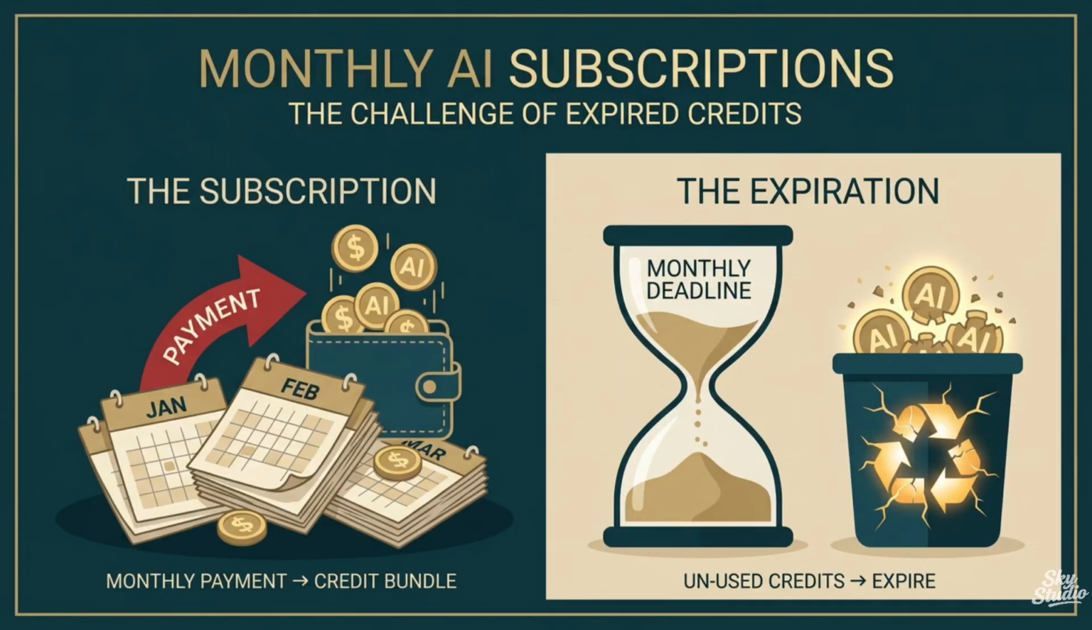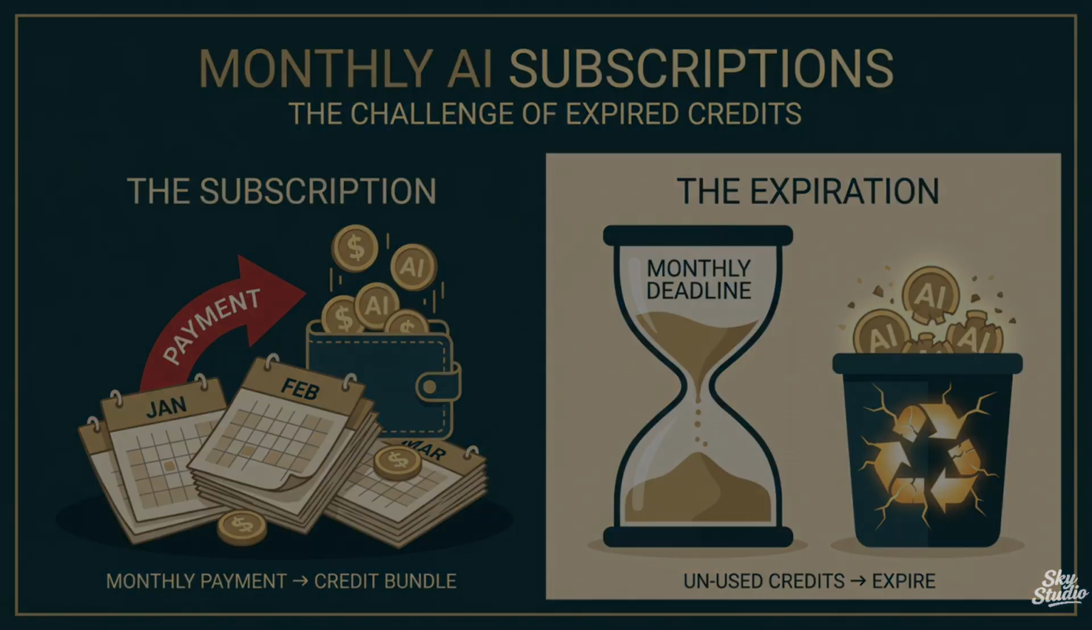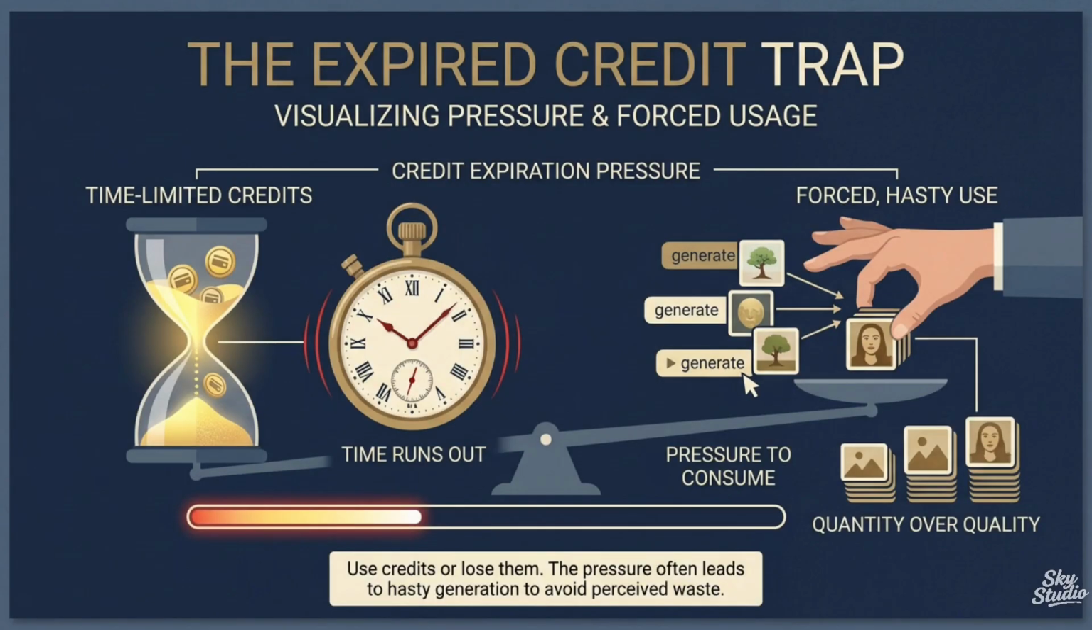First, one practical difference. Many AI creative platforms are built around a monthly subscription. You pay every month, receive a bundle of credits, and in many cases, those credits expire if you do not use them in time. That can pressure you to generate simply because the credits are about to disappear.